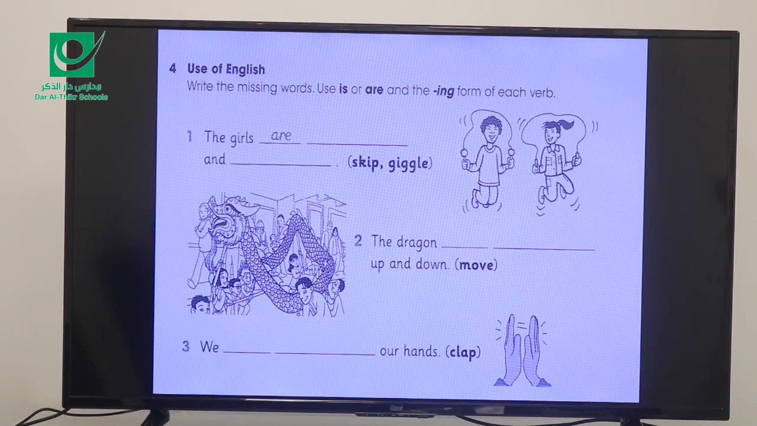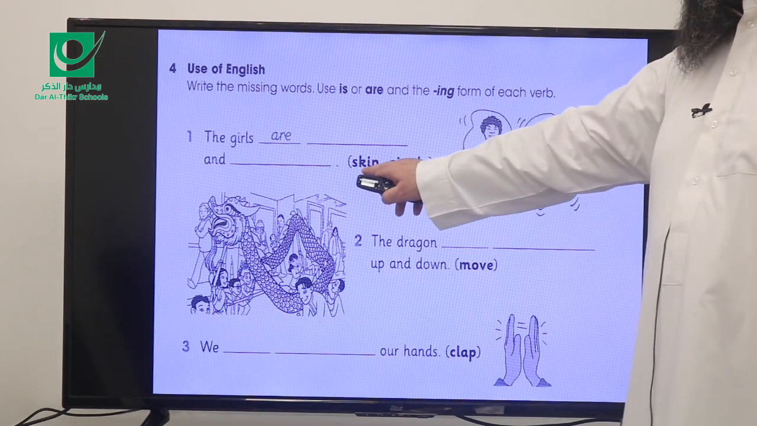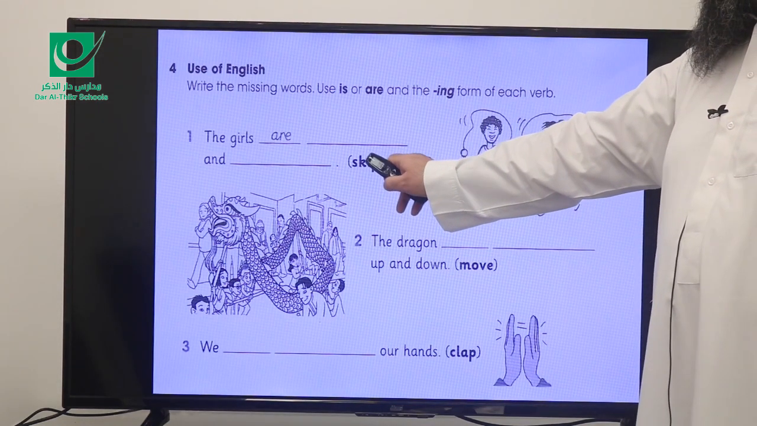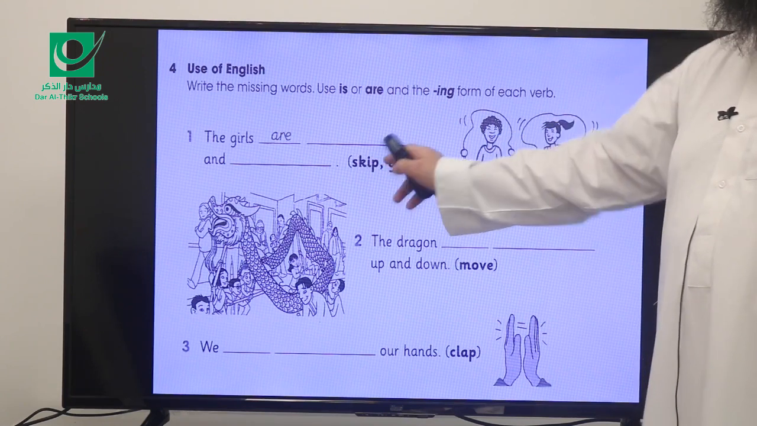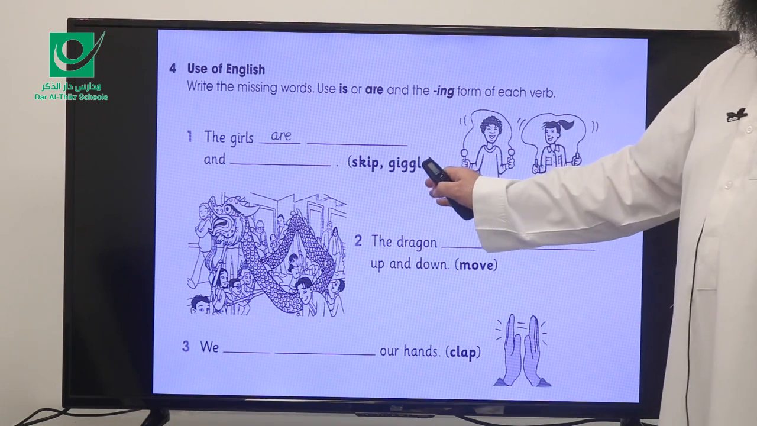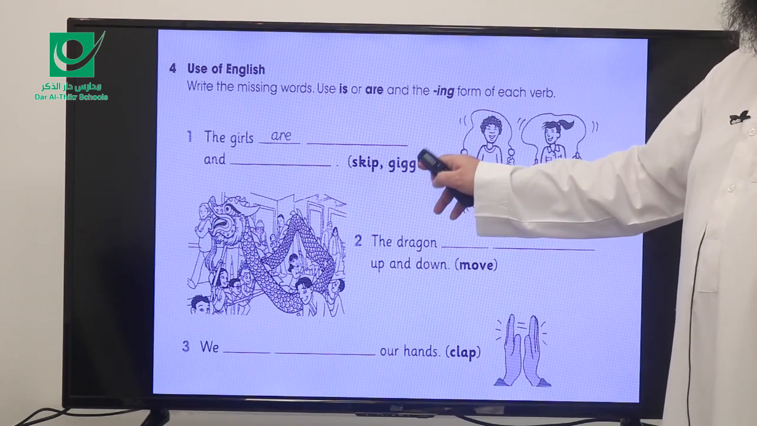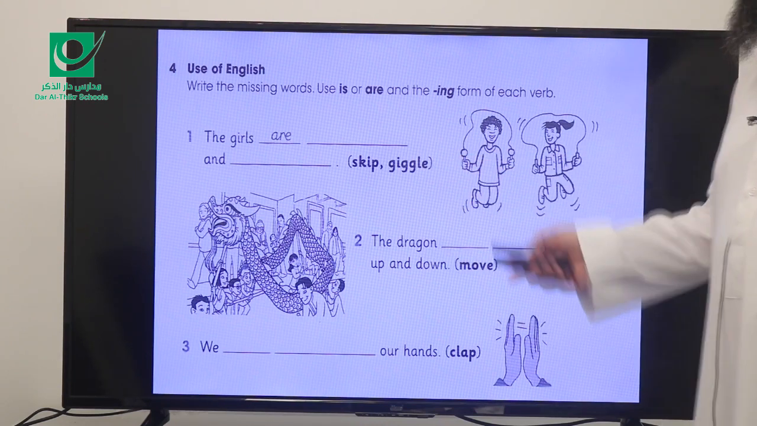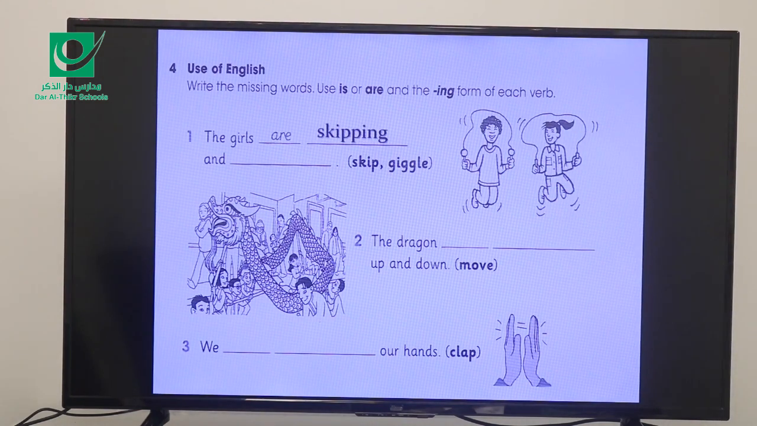And number 4, write the missing words. Use the auxiliary verbs is, are, and the ing form of each verb. And students, please try to remember the grammatical rule that we just said. Skip, because it ends in a consonant and there is a short vowel before, what are we going to do? Please say, we need to double the last letter. Giggle, it ends in silent E. So what do we do? We delete the E and put ing. So please, number 1, the girls are skipping. Skipping, as you can see, double P, and giggling. We deleted the E.